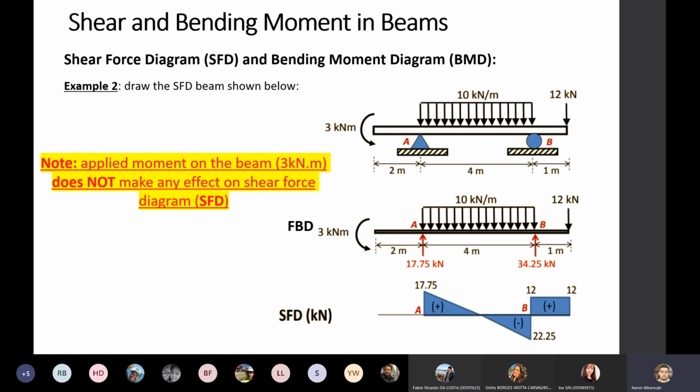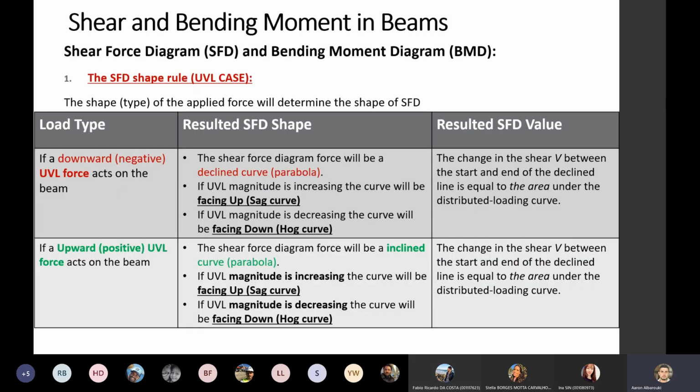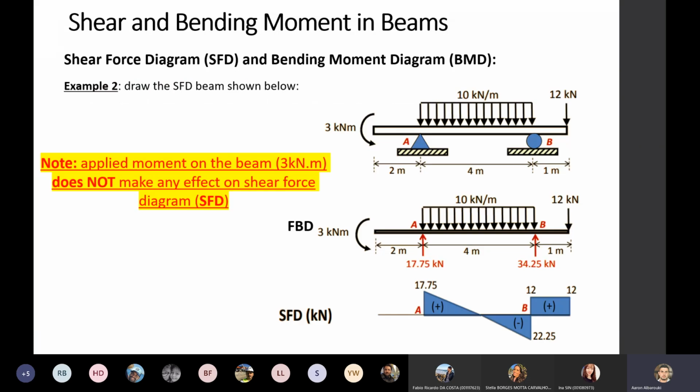But a moment like this will make a change later on when we start talking about the bending moment diagram. Okay, the last thing we've got, UVL, which is a bit more interesting. Now, since we've got that understanding, any questions about those, guys, about what we went through so far?